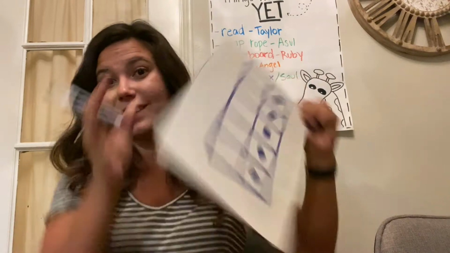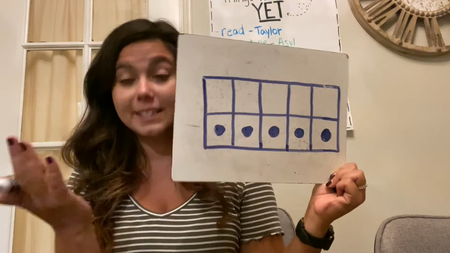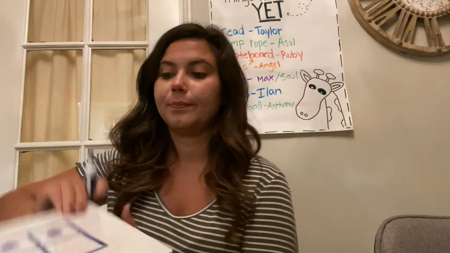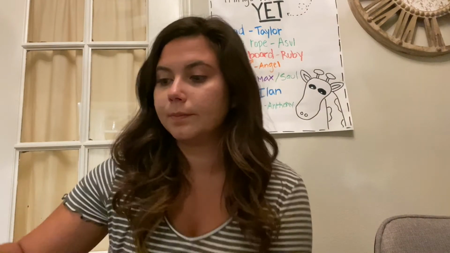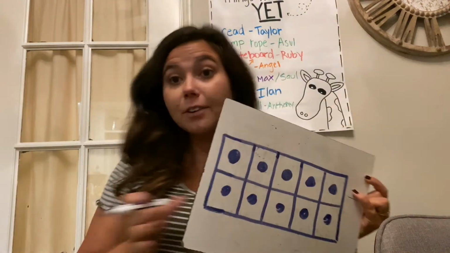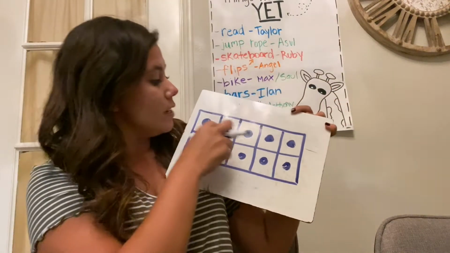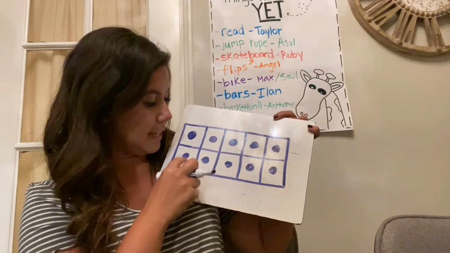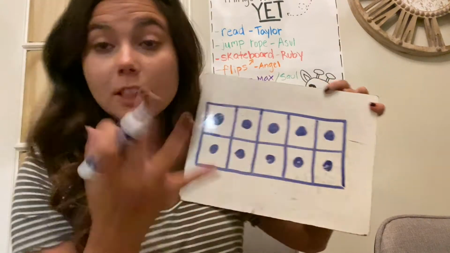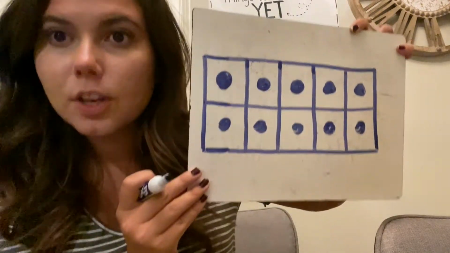What about like this? Know how many? It's still 5. The whole row is filled up. 5. How about now? 10. The whole thing's filled. I don't have to sit there and go 1, 2, 3, 4, 5, 6, 7, 8, 9, 10, because guess what? If I see that the whole frame is full, I already know it's 10.